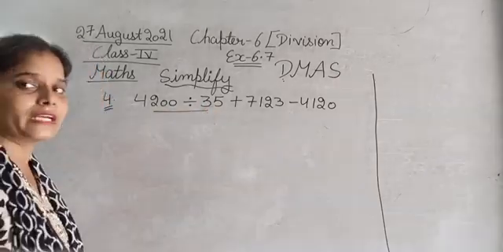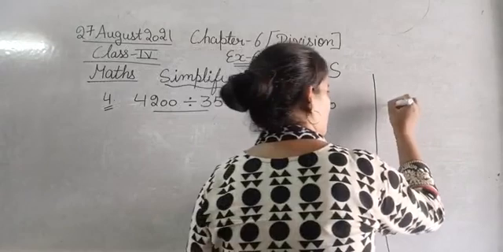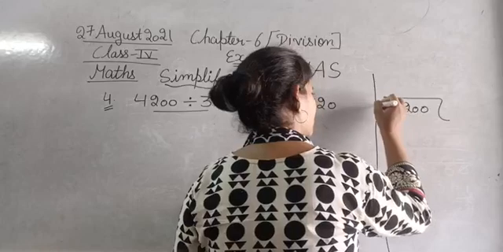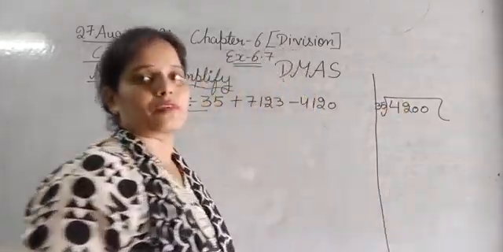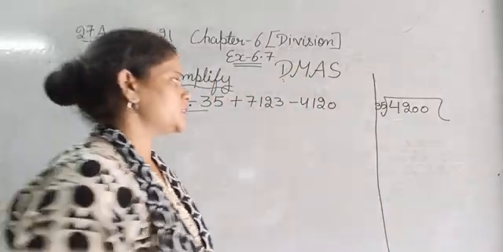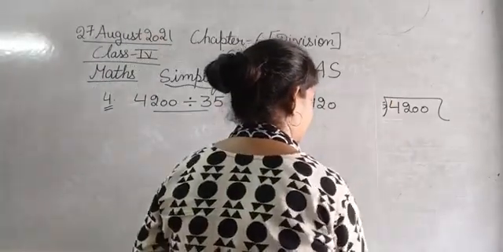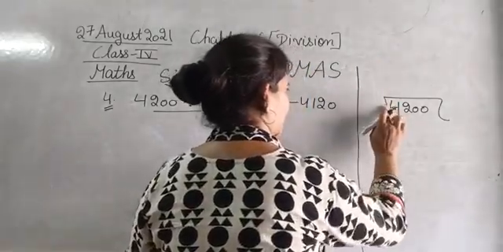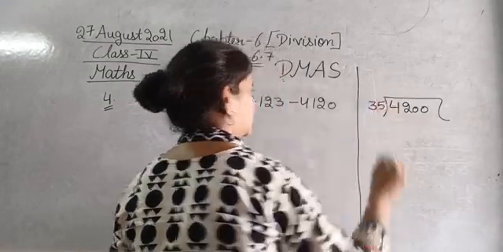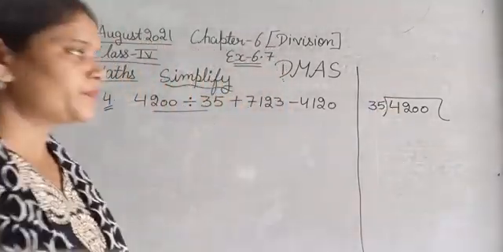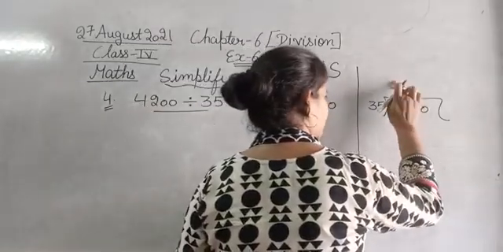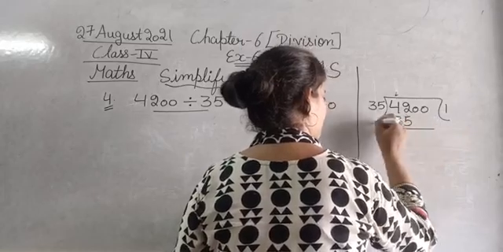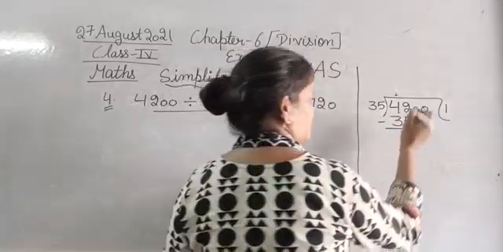We will divide these two numbers. That is 4200 divided by 35. 4200 divided by 35. Let us do it: 35 ones are 35. So this is 12.